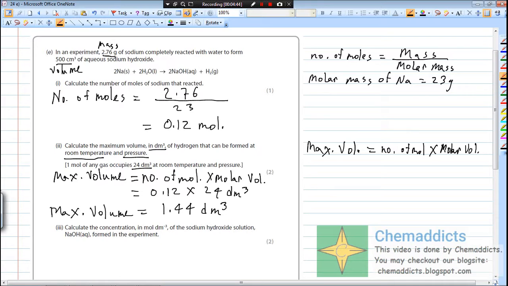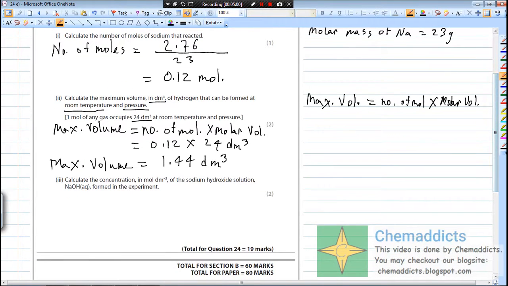Here we might use 24,000 cm cube, but since they have asked us to find it in dm cube in the question, we have used this value. As simple as that. So now let us move on to the next.